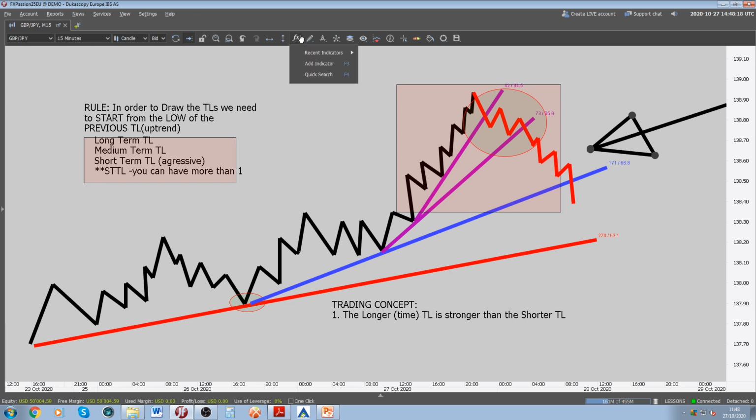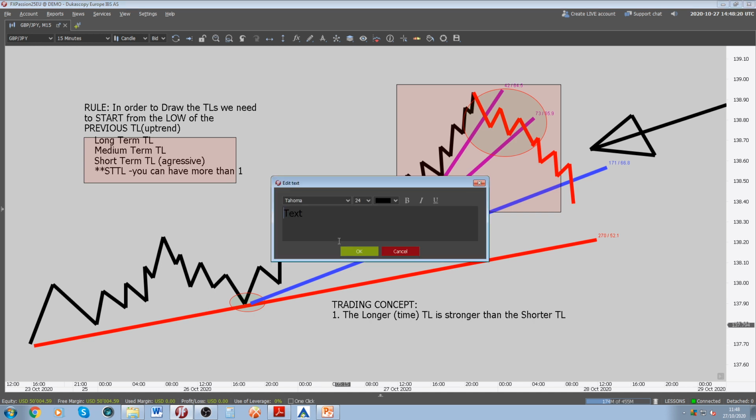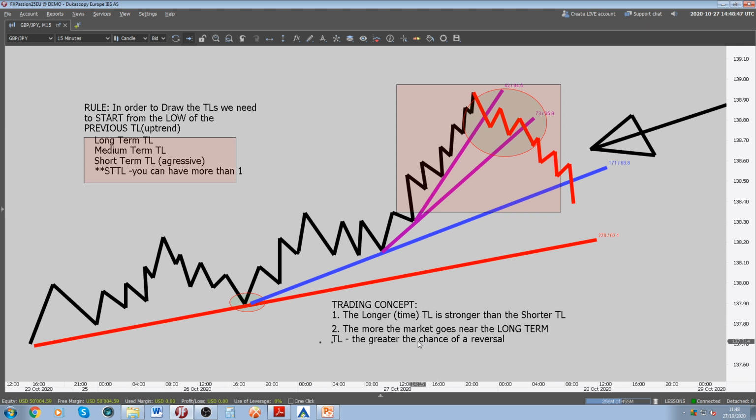And the trading concept number 2: the more the market goes near the long term trend line, the greater the chance of a reversal. Okay, those are trading concepts. When you trade, everybody, when you trade, you need to be aware of this.